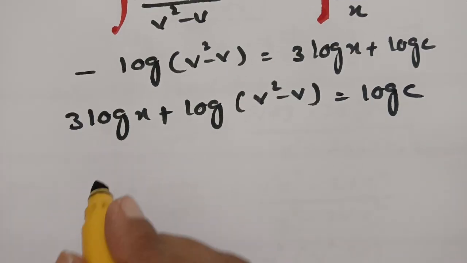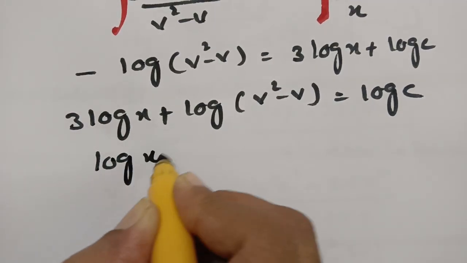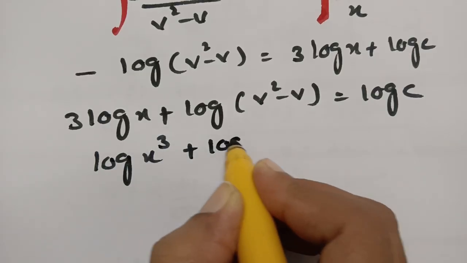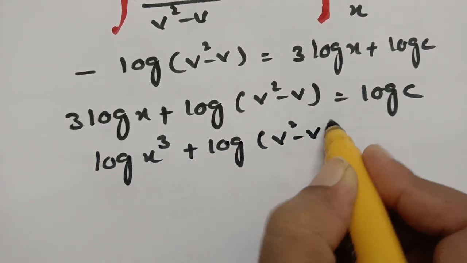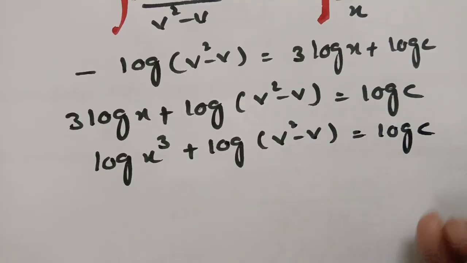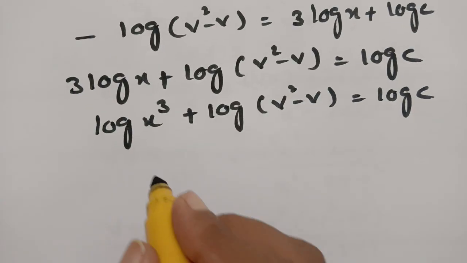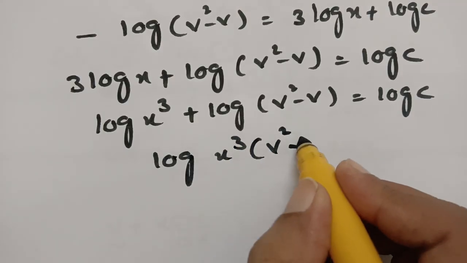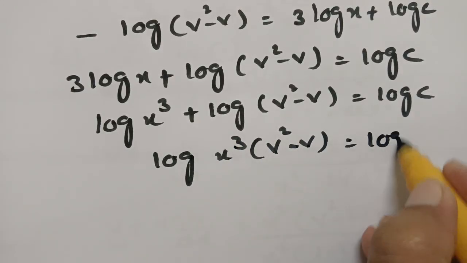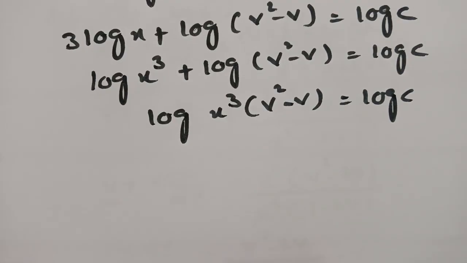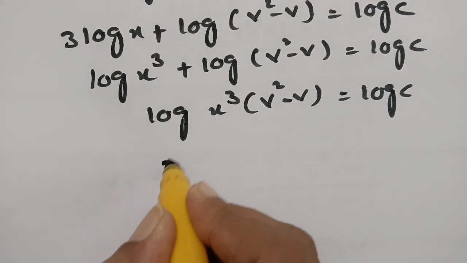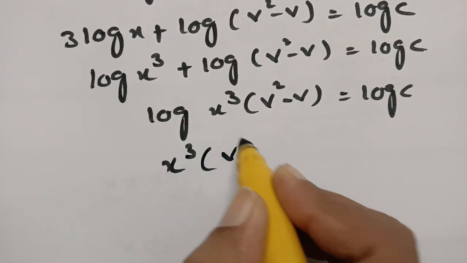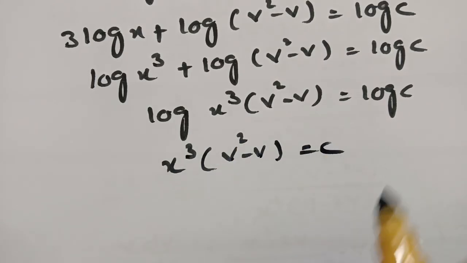And this can be written as log of x cube plus log of v square minus v, which is equal to log c. And log a plus log b is equal to log of a into b, which is equal to log c. Therefore, if I cancel log on both sides, this is going to become x cube into v square minus v is equal to c.